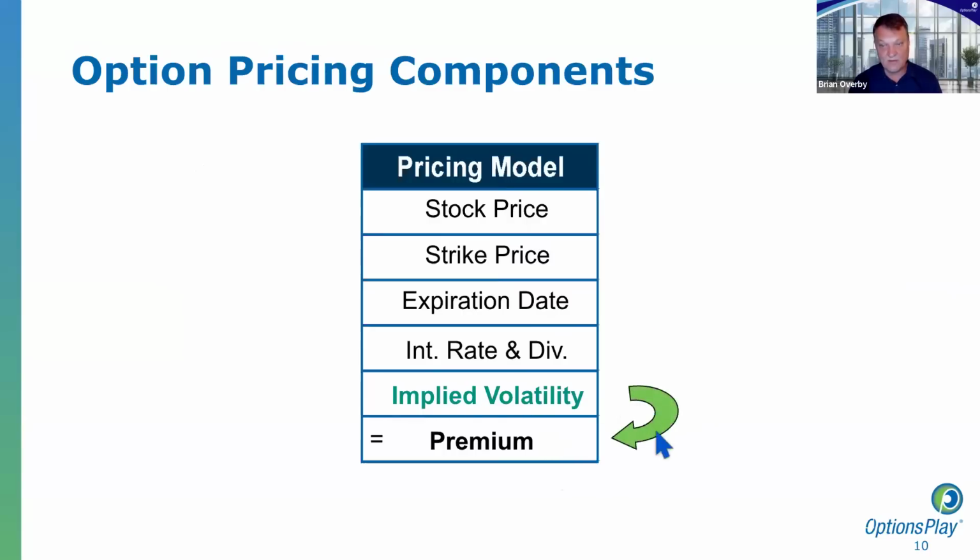So let's take implied volatility and move it to the other side of the equation, and take premium and move it to this side, and solve for implied volatility. Basically we rearrange it and come up with a pricing model that doesn't solve for the price of the option contract, it solves for the implied volatility.